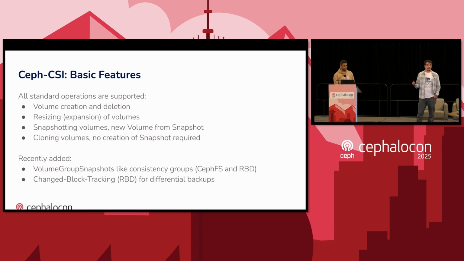We have several basic features. Obviously, the volume creation and deletion is the main thing that people use. Resizing is possible. You can expand only. And usually for backups, people want to create snapshots. Right? So you can create a new volume from an existing snapshot. It's not like rolling back a volume to a previous snapshot or so.